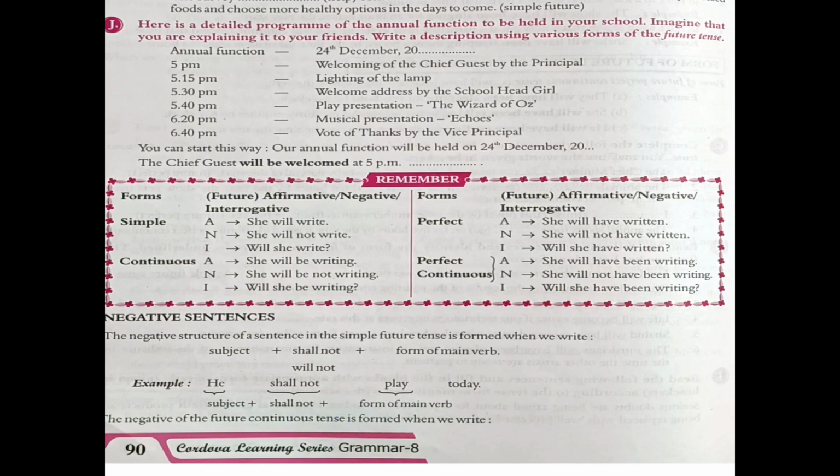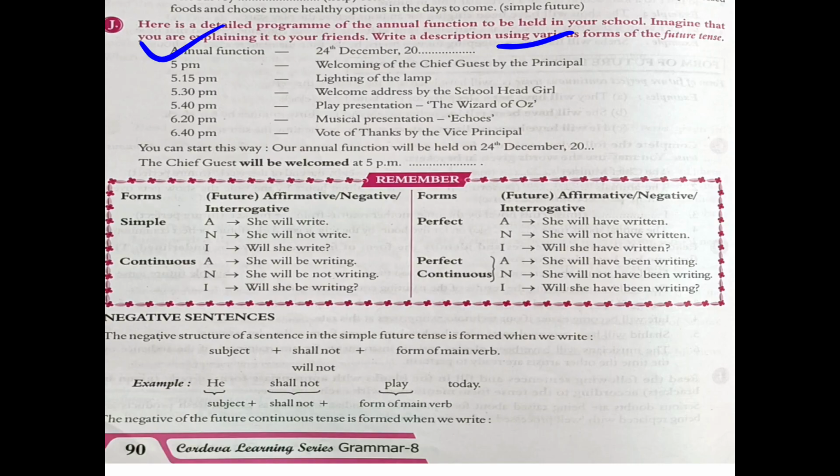Now let's solve. Here is a detailed program of the annual function to be held in your school. Imagine that you are explaining it to your friends. Write a description using various forms of the future tense. So it's going to be organized on 24 December. Timing is 5 p.m. Welcoming the chief guest by the principal. 5:15 lighting of the lamp. So this is the schedule given. So how would you write it?